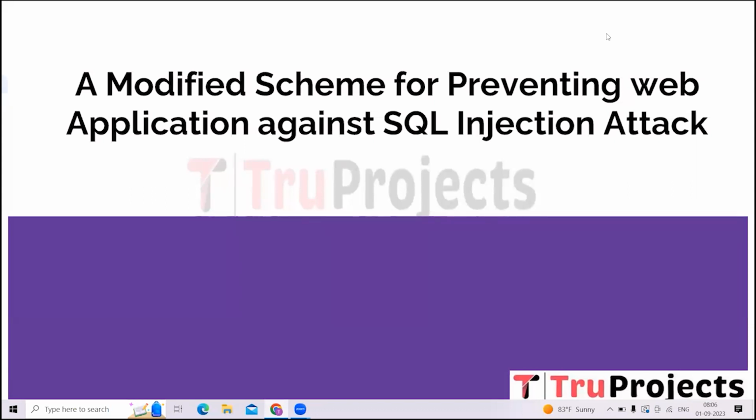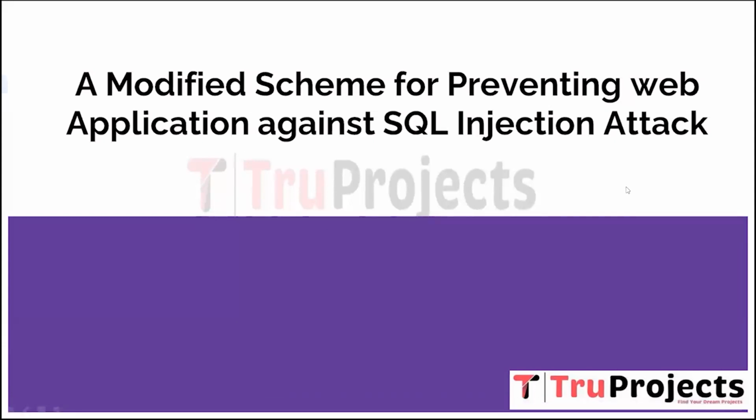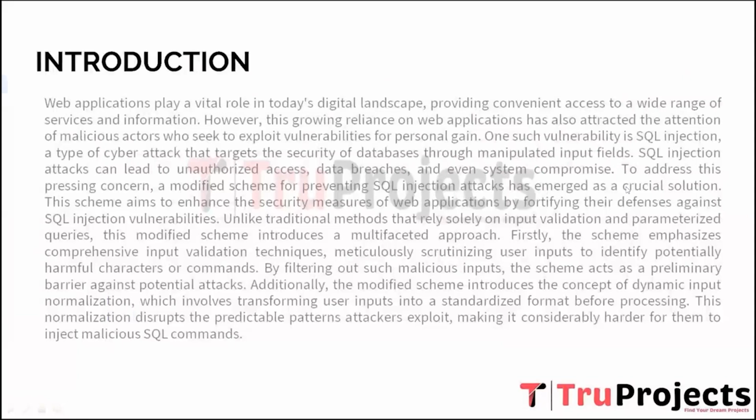Now we are going to explain a project titled A Modified Scheme for Preventing Web Application Against SQL Injection Attack. Now coming to the introduction part, the modified scheme presents a holistic and adaptive approach to prevent SQL injection attacks in web applications. By combining input validation, dynamic normalization, behavioral analysis, and machine learning, this scheme establishes a robust line of defense against a pervasive and evolving cybersecurity threat.